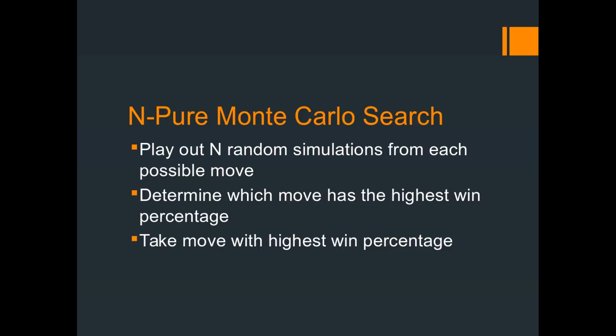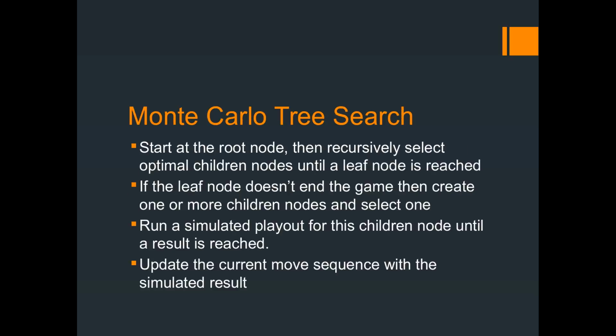So the first bot we created uses an algorithm of n-pure Monte Carlo search, in which each turn, the bot plays out n random simulations from each possible move, and it determines which move has the highest win percentage, and it takes the move with the highest win percentage from these random playouts. The other bot we implemented was Monte Carlo Tree Search.